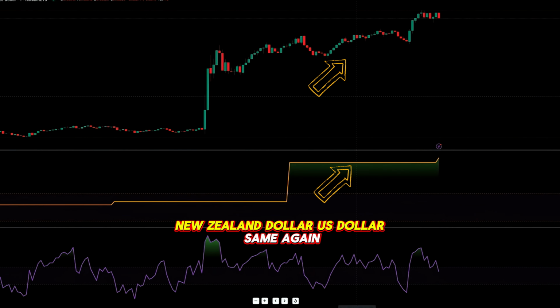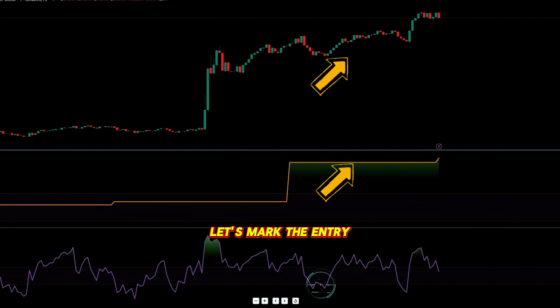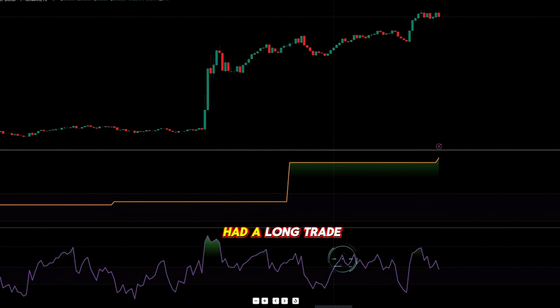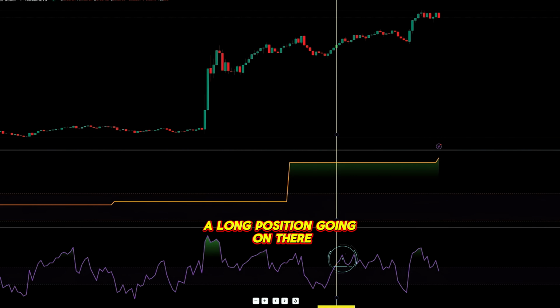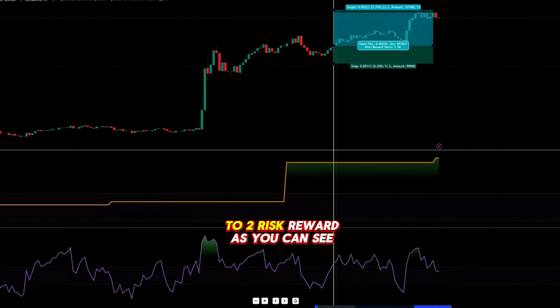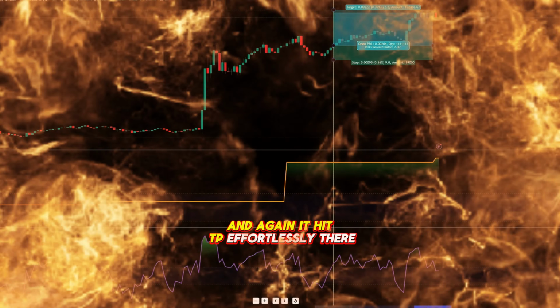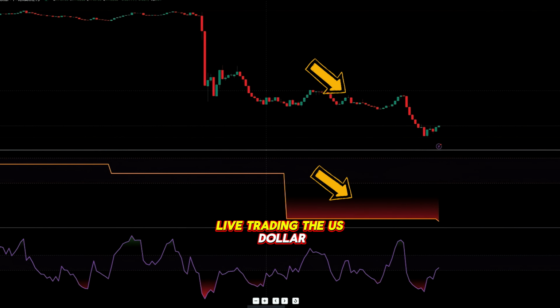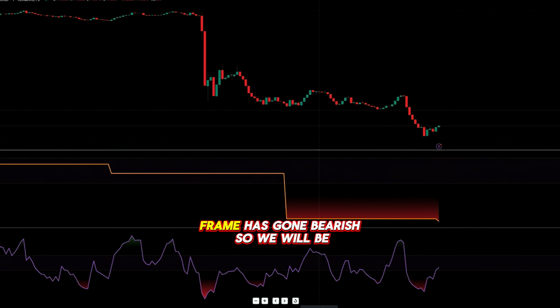New Zealand dollar, US dollar, same again. Let's mark the entry. The entry was here where we would have had a long trade, a long position going on there, and we'd have been going for a 1 to 2 risk reward, as you can see. And again, it hit TP effortlessly. There, live trading, the US dollar, Canadian dollar, the 1 hour time frame has gone bearish.